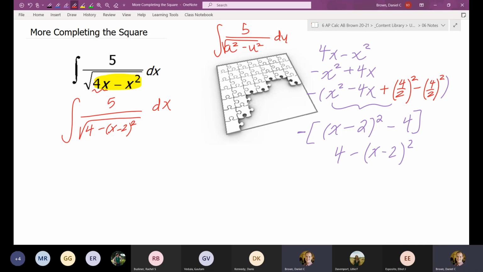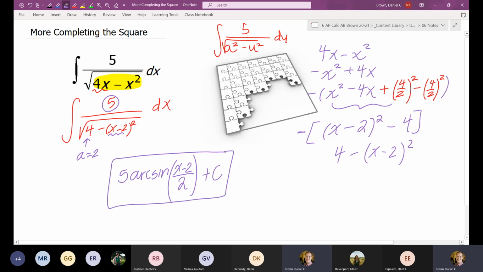Note for arcsine, we're subtracting the variable, so we can go ahead and look at it. The a value ends up being 2. Technically there's a u, but u prime is 1, so I don't need to worry too much about the u-substitution. Just don't forget the 5 up top. So when I go to integrate this one, 5 is a coefficient. Arcsine does not have 1 over a, so I have 5 arcsine of u over a, plus c. And that will be your final answer.